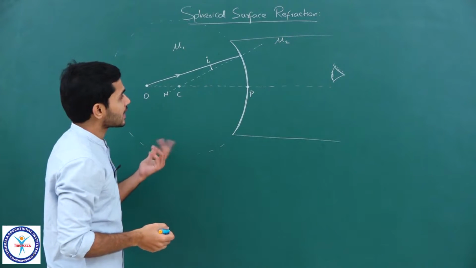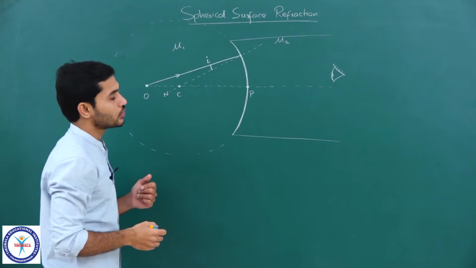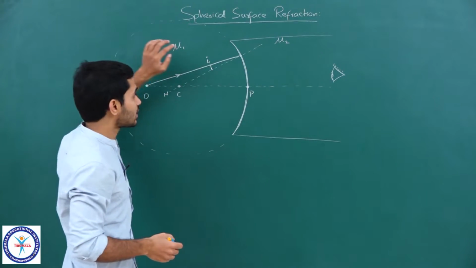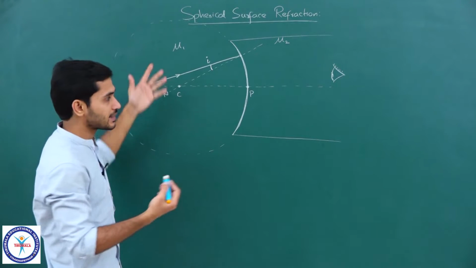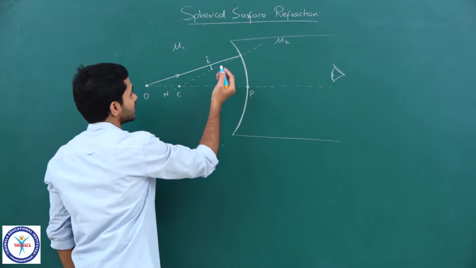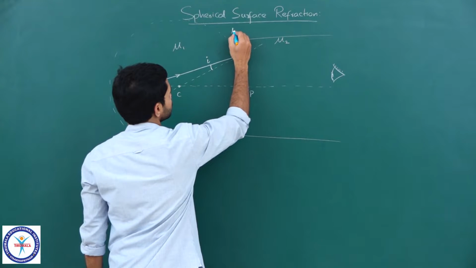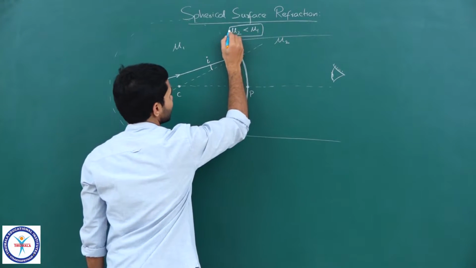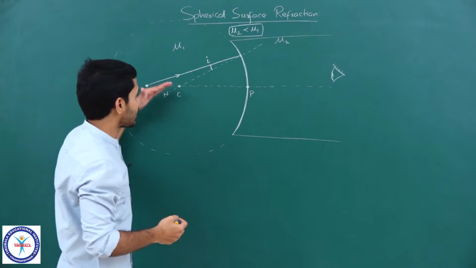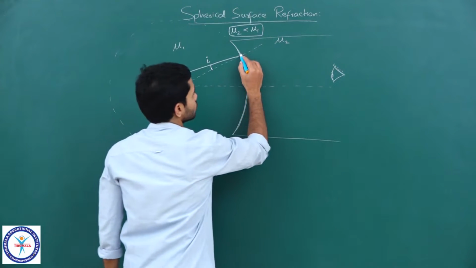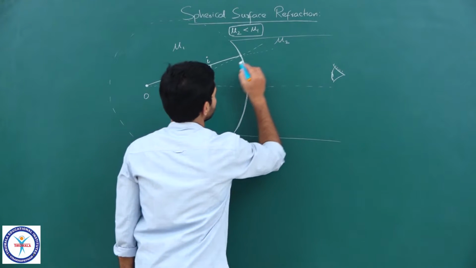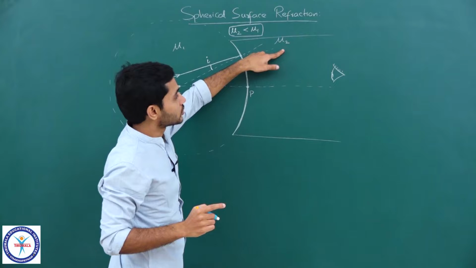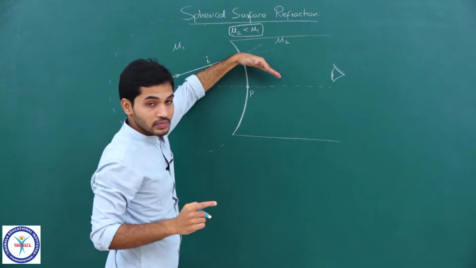Now, let us consider a scenario where mu 2 is lesser than mu 1. So, this medium has a lesser refractive index than this medium. Let us say mu 2 is lesser than mu 1. Under this assumption, this light ray, which was traveling in this direction, after entering into this medium bends away from the normal, correct.